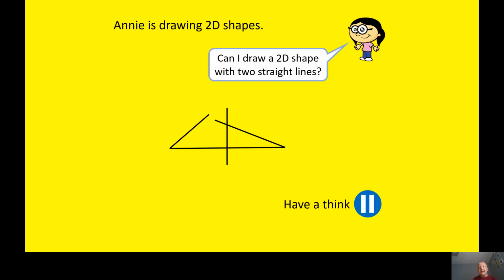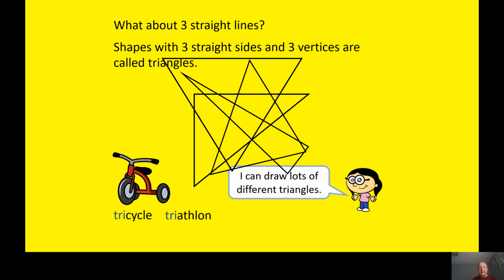Okay, Annie is drawing 2D shapes. Can she draw a 2D shape with 2 straight lines? Pause the video, have a think, even have a go, and then come back. Okay, well, let's look at Annie's attempt. Here you go, there's one line and there's 2 lines. That's not making a shape. 1 line, 2 lines, that's not making a shape either. No, that's not a shape.